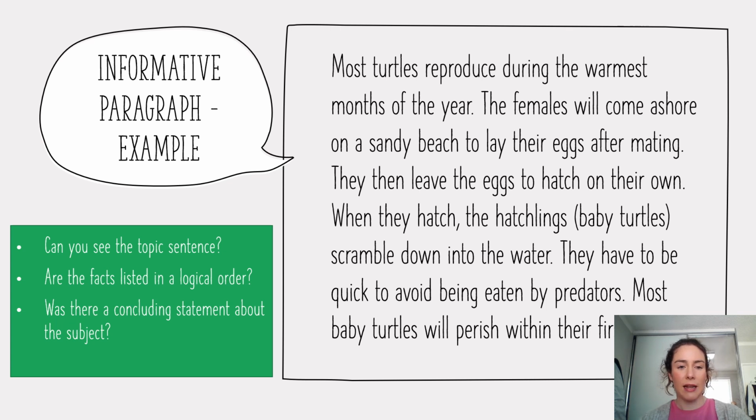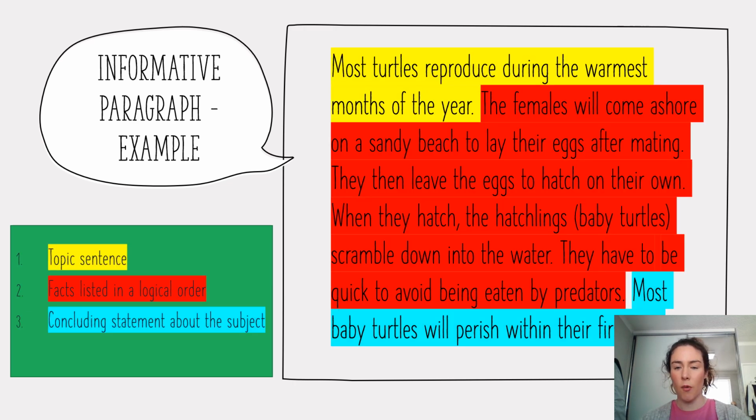So have a think now, can you see a topic sentence? Were the facts listed in a logical order? And was there a concluding statement about the subject? All right, so you can see now what I've done is I've highlighted our topic sentence, which was most turtles reproduce during the warmer months of the year. So we know that this paragraph is just about the reproduction of turtles for this topic.